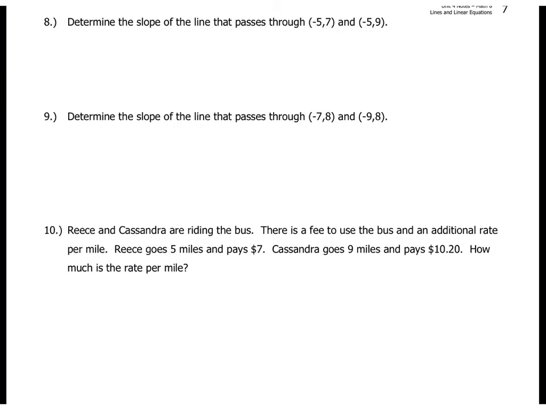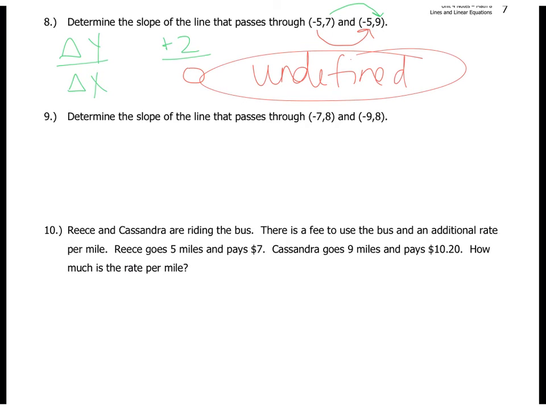Determine the slope of the line that passes through (-5, 7) and (-5, 9). So again, change in y over change in x. From 7 to 9, you go up 2. And from -5 to -5, you go over 0. You cannot divide by 0, so this one is undefined. So 8 to 8, you go up 0. -7 to -9, you go down 2. 0 divided by anything is 0.